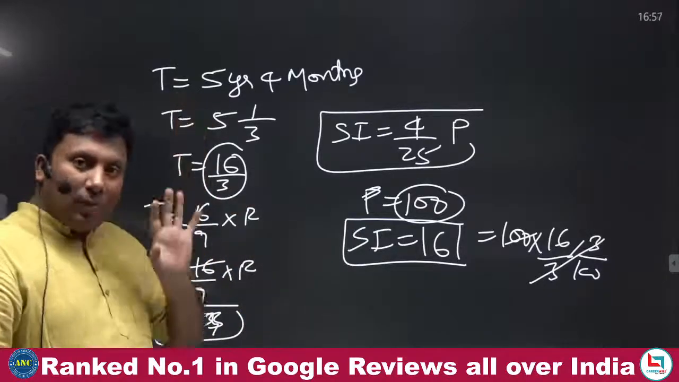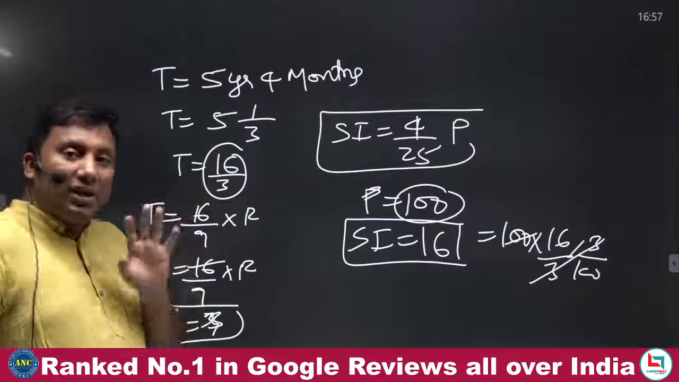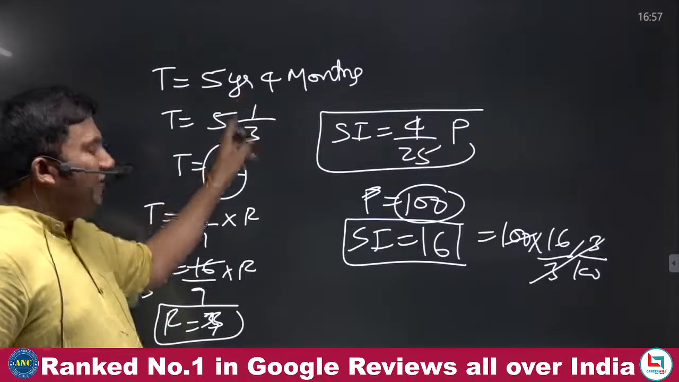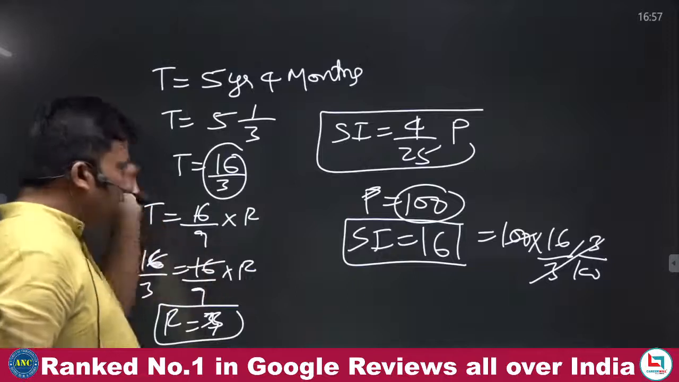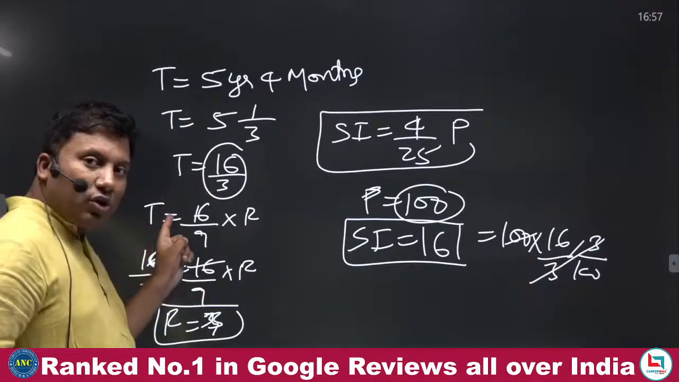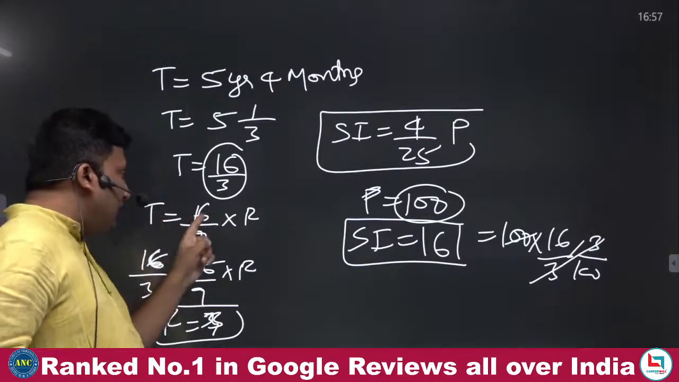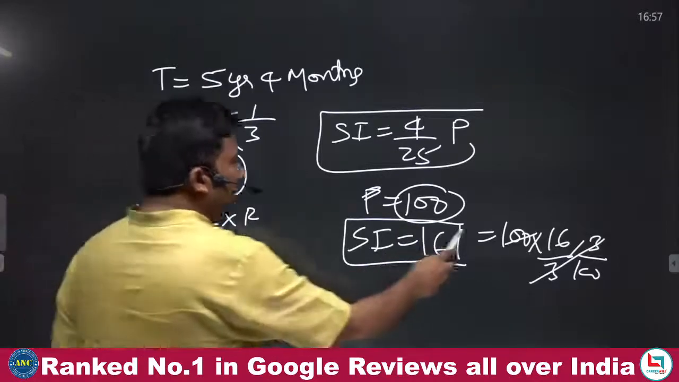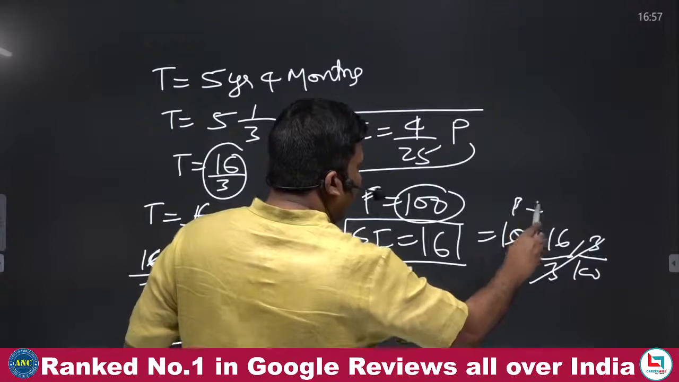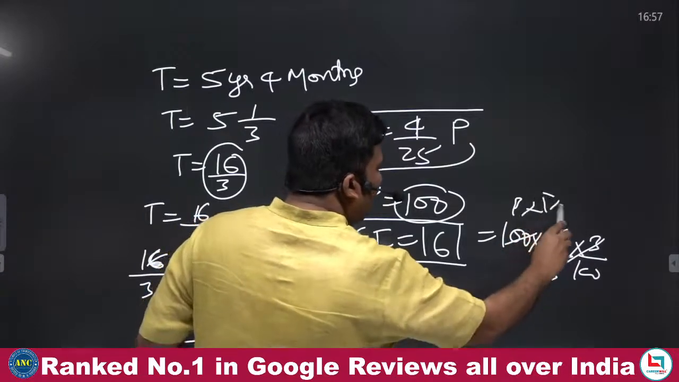I took the first option, 5 years 4 months. Months in a year is 12, so 5 1/3. Time period is 16/3. In the question he gave it as 16/9 into R. R I got 3. So simple interest will be PTR percentage.